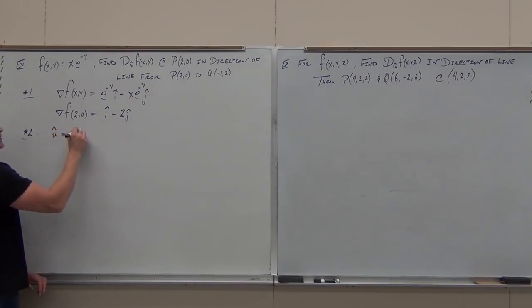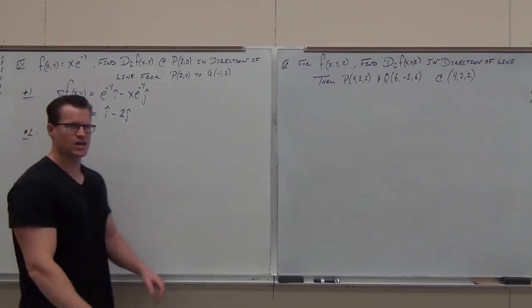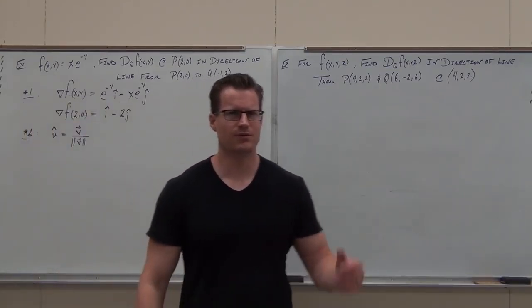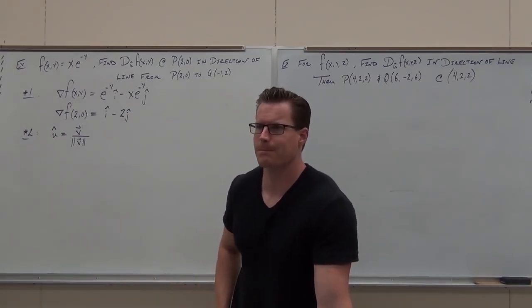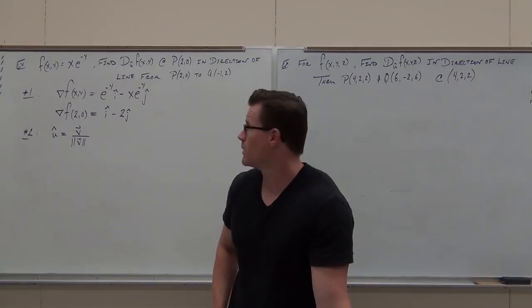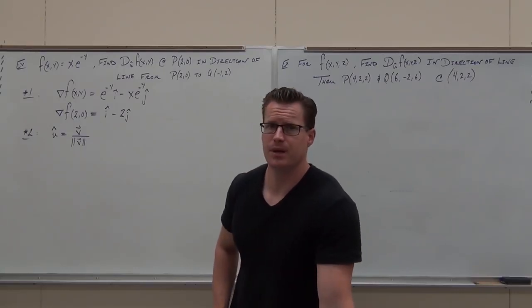A unit vector is always a vector divided by the magnitude of that vector. Can you tell me a vector? If I give you a line between 2 points, can you give me a vector between those 2 points? Yes or no? I need to know. Yes. Okay, so that's one thing.